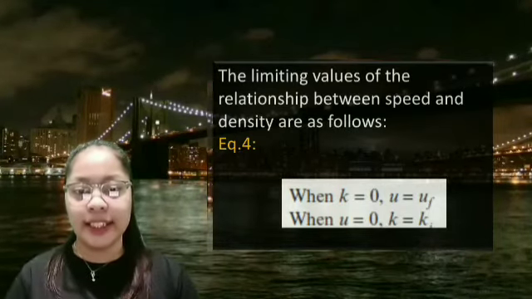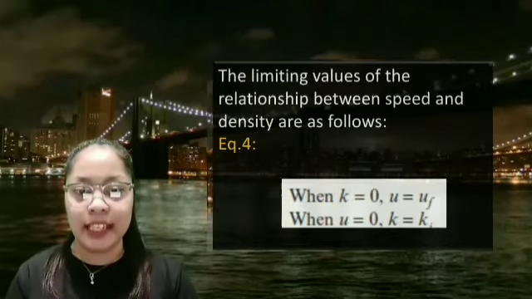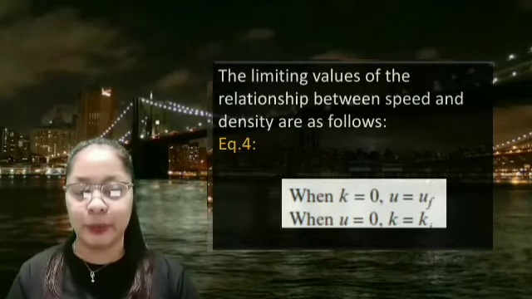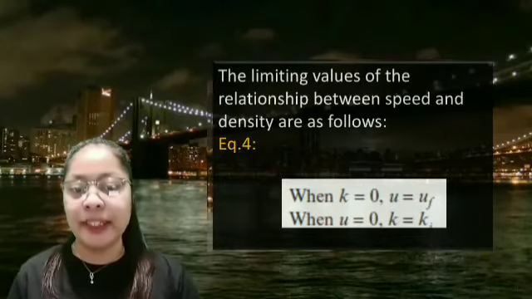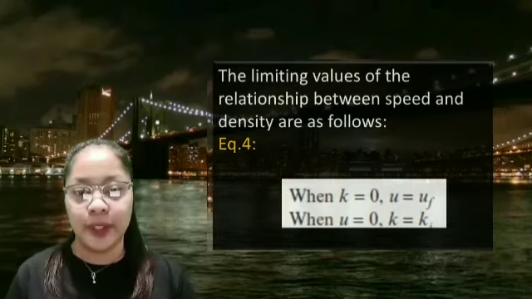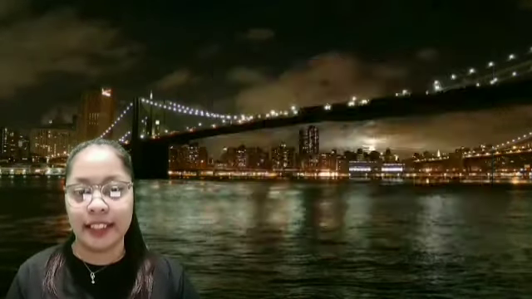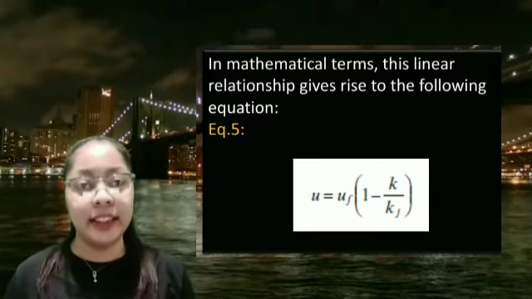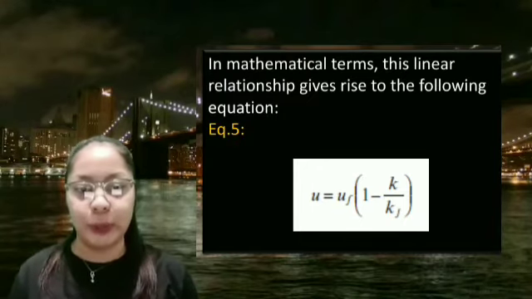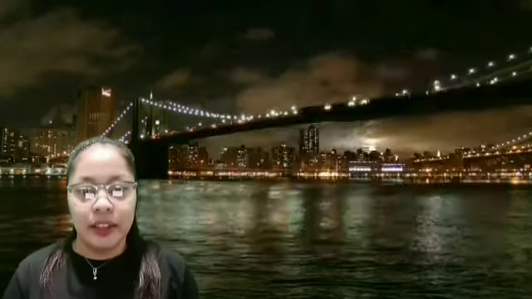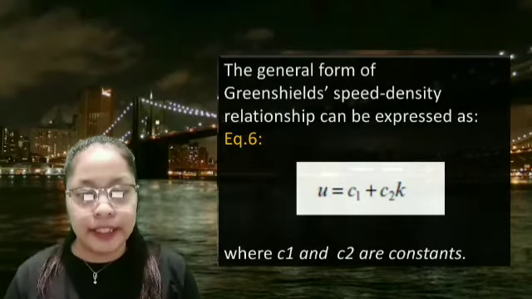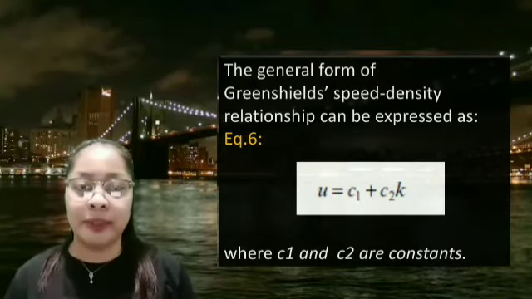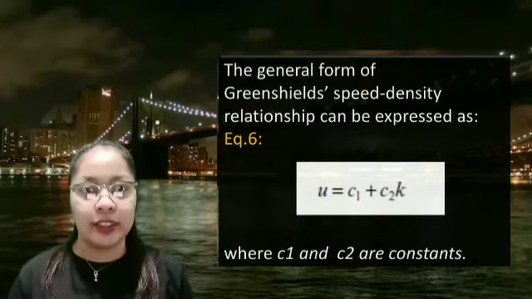So, when k or the density is equal to 0, the speed is equal to the free flow value. And when u or the speed is equal to 0, the k or density is equal to what we call jam density. This is a linear illustration of speed-density relationship. So Greenshields of 1934 defined a linear relationship between speed and density, in which he expressed it as u is equal to c1 plus c2 times k, where c1 and c2 are constants.